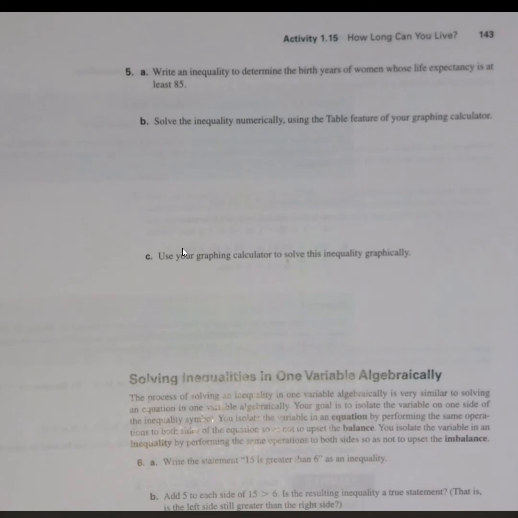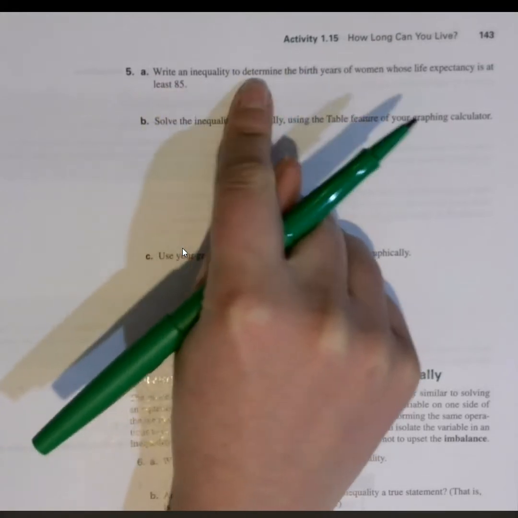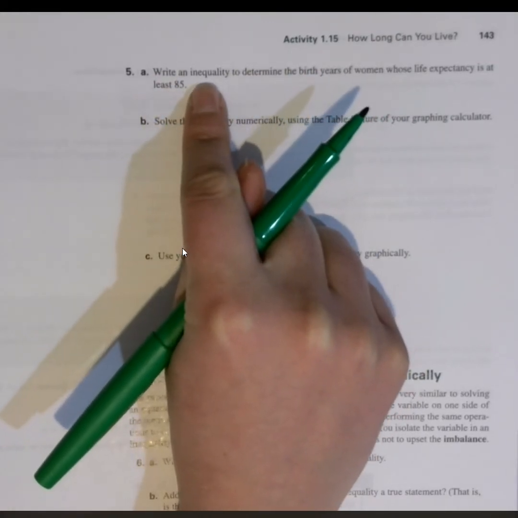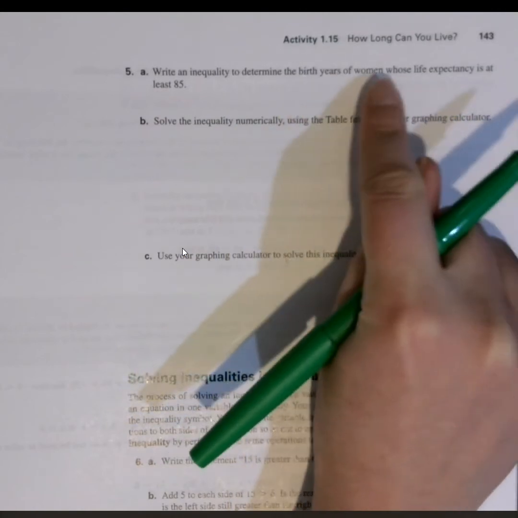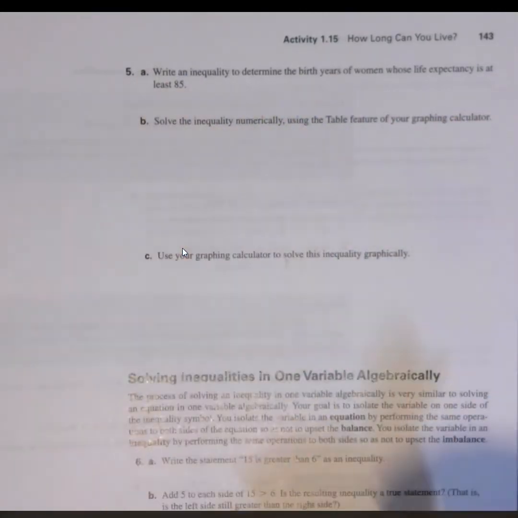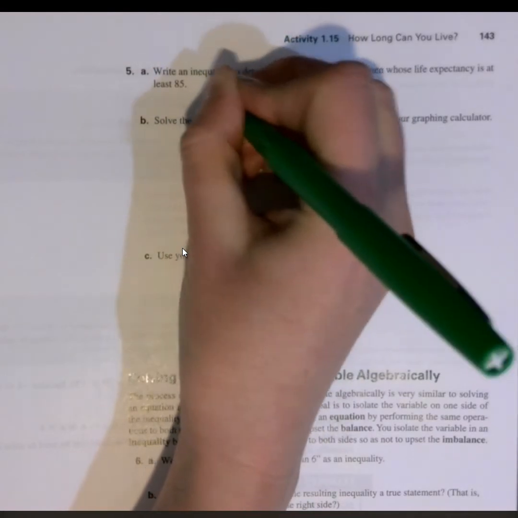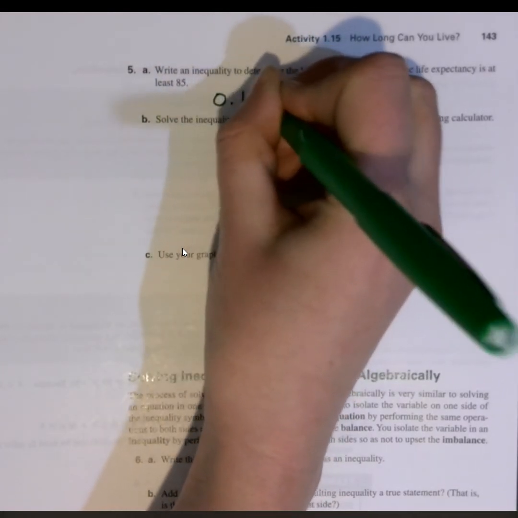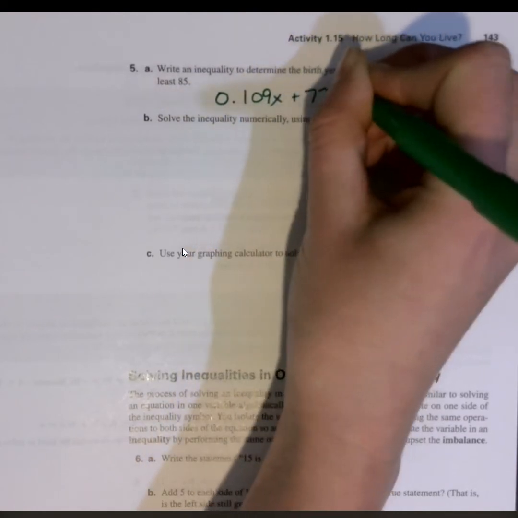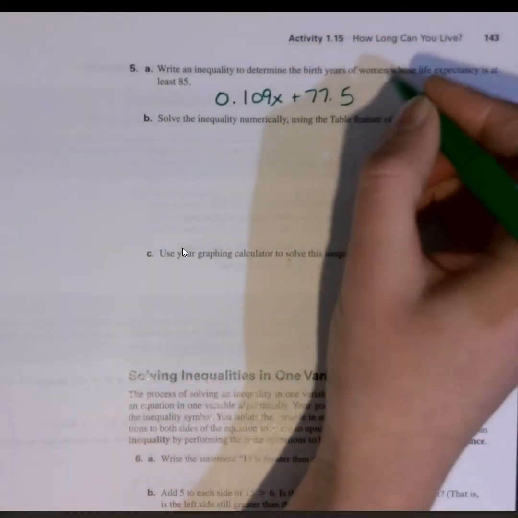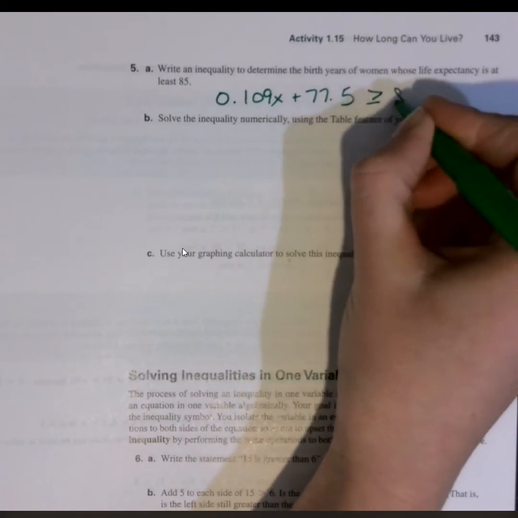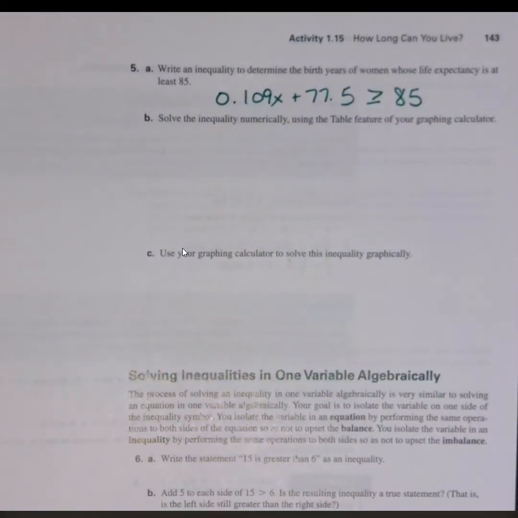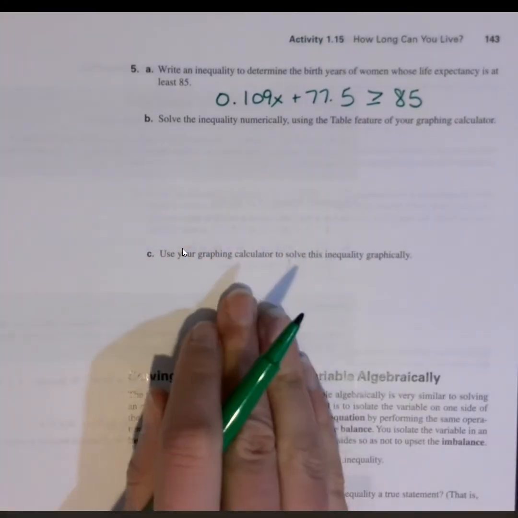Now, number 5, we get to do this. I thought we were going to do it algebraically, but algebraically is down here. We're going to instead make a new inequality to determine the years when women's life expectancy is going to be at least 85. So just the women's equation this time. That was 0.109x plus 77.5. And I want their life expectancy to be at least 85, so greater than or equal to 85. At least is going to include 85, and it also could be higher. Solve the inequality numerically and graphically. Okay.